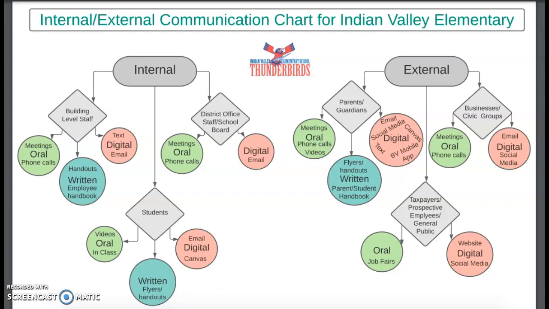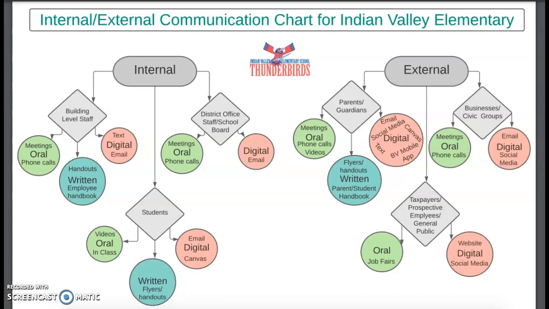And then as far as walking through the chart a little bit, we have the two main groups of internal and external. And again, thinking of this in my case for Indian Valley Elementary specifically, I felt like it made the most sense to have three internal groups: building level staff, students, and then communication that we would have with our district office staff and maybe the school board.